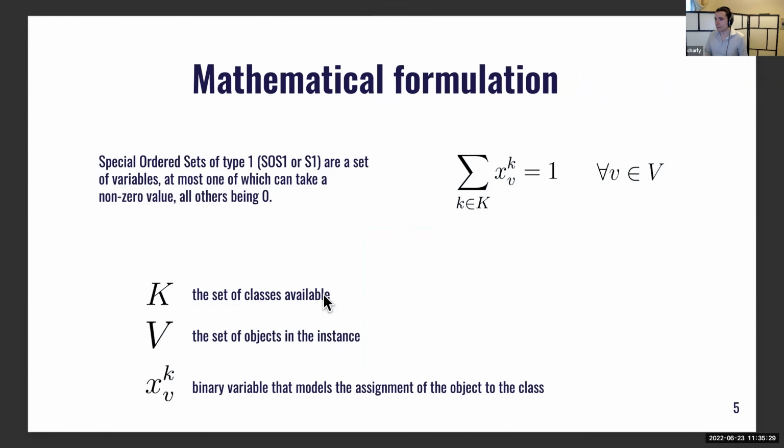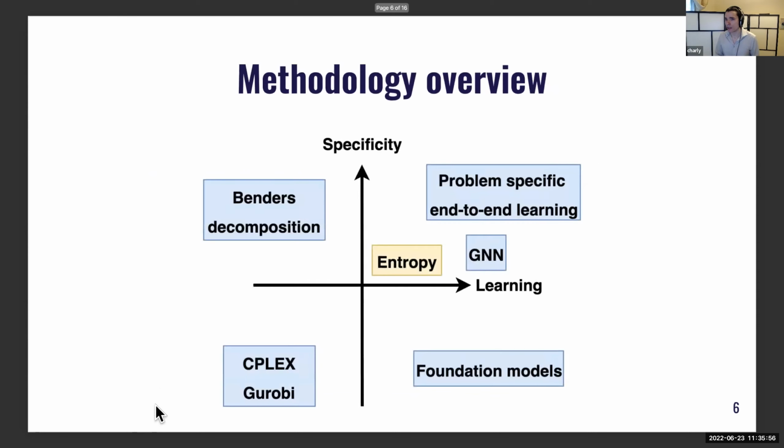We do not make that many assumptions about the MIP formulation, but we do make one important assumption, which is that there is a special ordered set of type 1, which is a set of variables of which at most one can take a non-zero value, all others being 0. One way to think about it is that there is some kind of classification within the MIP. So a set of classes K, a set of objects V, and we model that assignment using a binary variable x_VK.